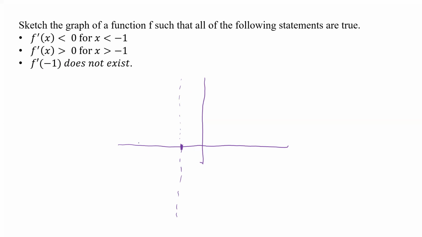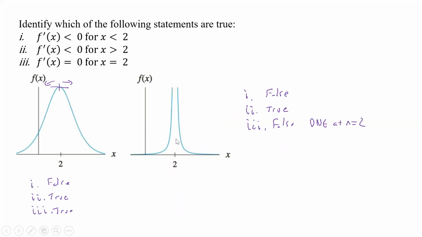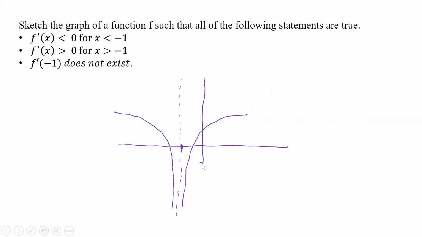Well, if we're having negative slopes here, this could be something like the opposite of one of the last ones we had. It could look something like that. Then we have to have positive slopes here, so it's going to come up the other direction here. And then it doesn't exist at that point. So it almost looks like an upside down version of this one, moved over here to -1. And that's probably what I would do for this graph. That would be the easiest one to draw. And so that would be how I would sketch a graph like that one.